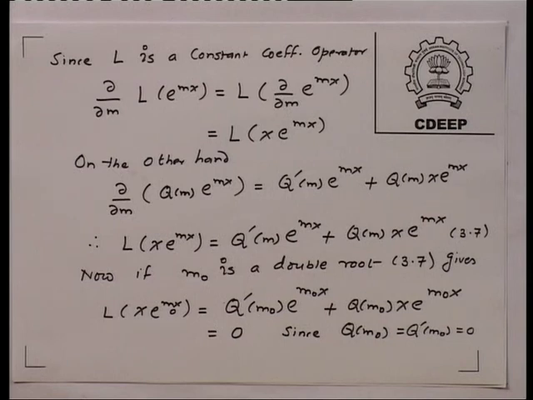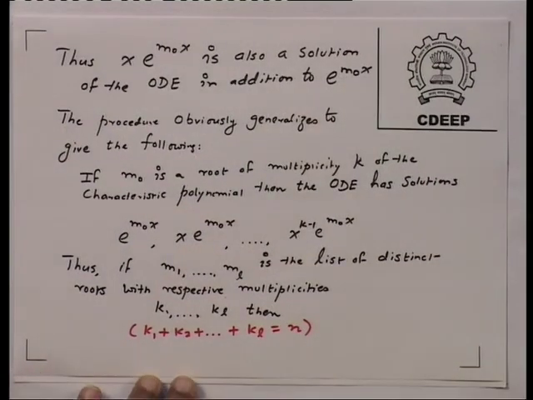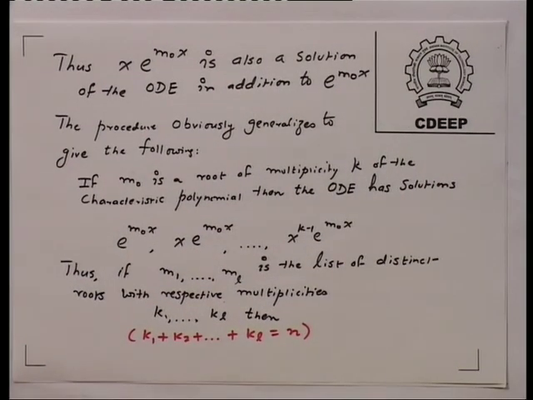So do you understand now where that thing comes from? When you have a multiple root, the solutions are e to the power m naught x, x e to the power m naught x, etc. Is it clear? Any questions on this? Right. So, shall we proceed further with this? Okay. Thus x e to the power m naught x is also a solution of the ODE in addition to e to the power m naught x.